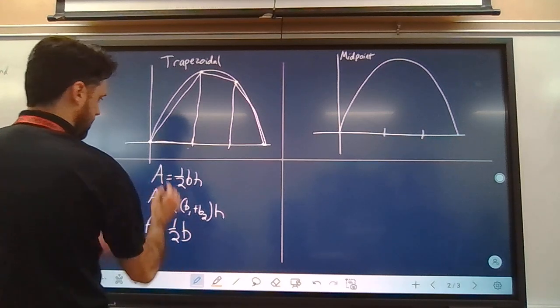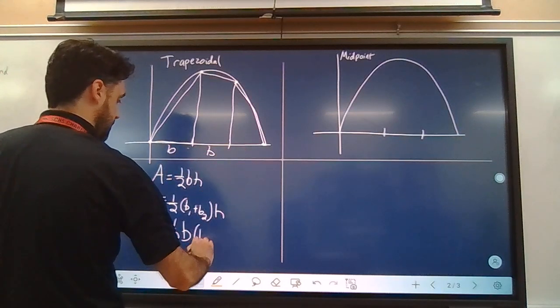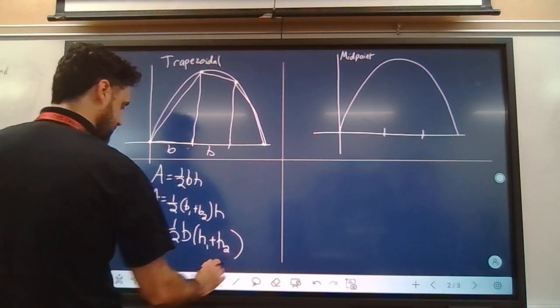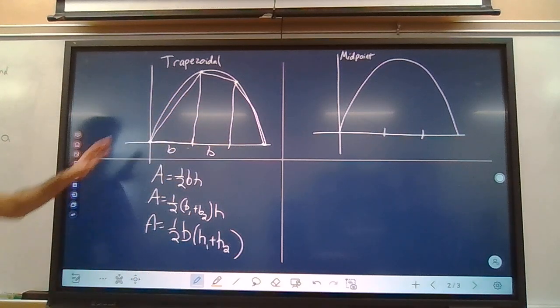So this would be equivalent for what we're doing. 1/2 times the base. So like this would be the base, this would be the base, this would be the base, times the sum of the heights. You could view it like that instead. All right, so that's our area formula. We're going to find all three, obviously add them together.